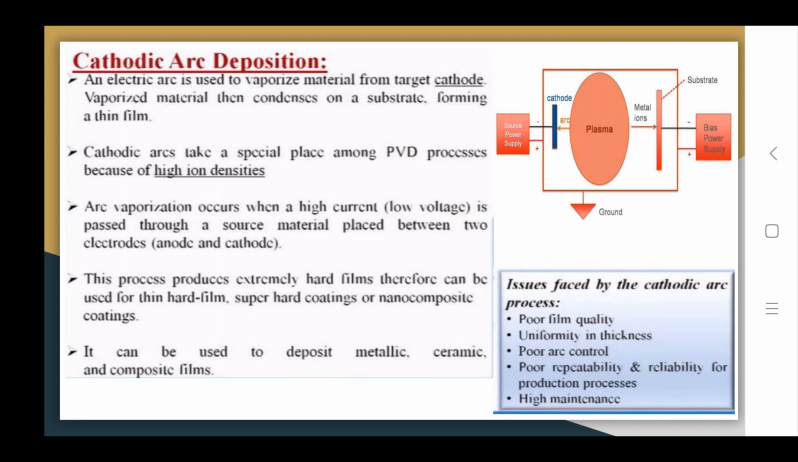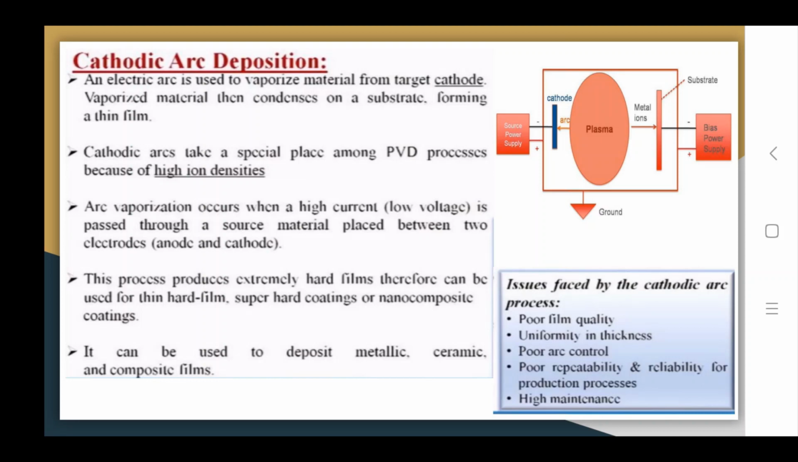So you are using some kind of high potential difference between your cathode and the anode material. Cathodic arc takes a special place among PVD processes because of high ion densities. The technique may be comparable by 90% with the other techniques, but here the density of ions we are getting is more than the other processes.